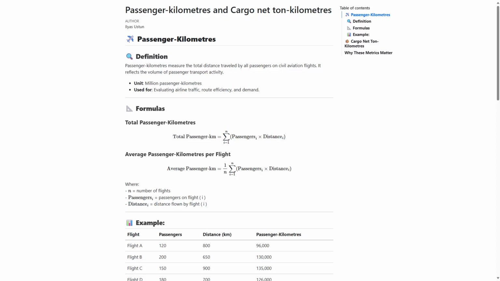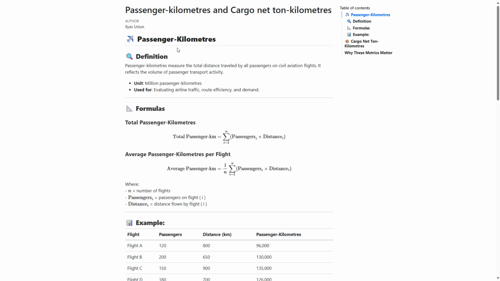All right, welcome back. In today's analysis, we are going to look into aviation data. The one that we're going to focus on is how much travel is happening. In the field of aviation, that can be measured either in passenger kilometers, or in cargo if it is cargo airplanes that we're going to focus on.